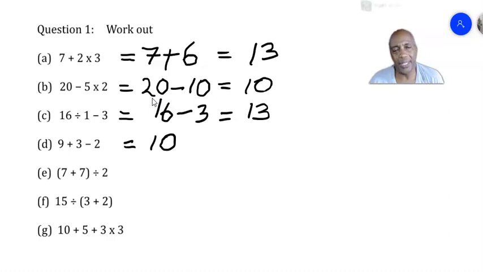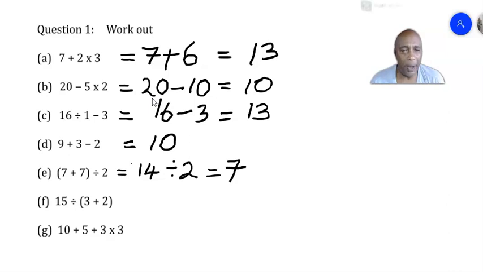E has a bracket. So you do the bracket first. 7 plus 7 is 14. And 14 divided by 2. So the answer to that is 7.